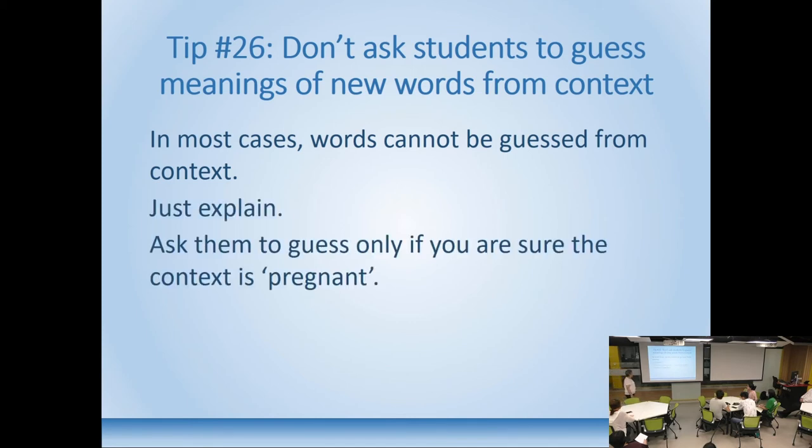Just explain. Ask them to guess only if you're sure that the text is what's called pregnant. In other words, the text does give away the meaning. In most cases, it doesn't. Occasionally, it does, and then it's a good idea to ask them to infer.